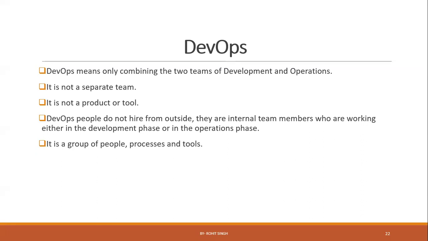Okay, 4 to 5 years ago, we used to call ourselves an agile team. Now we say we are a DevOps team, correct? But a DevOps engineer has a particular role: they are responsible for deployment of the code from one environment to another environment. Okay, guys, it is a group of people, process and tools. So it includes people, it includes process, and it includes tools.